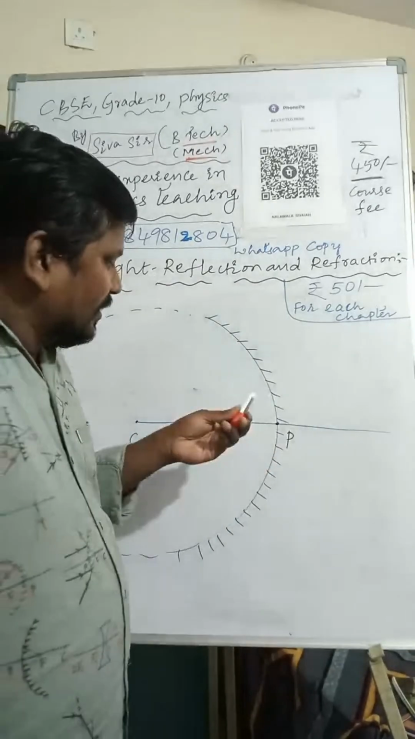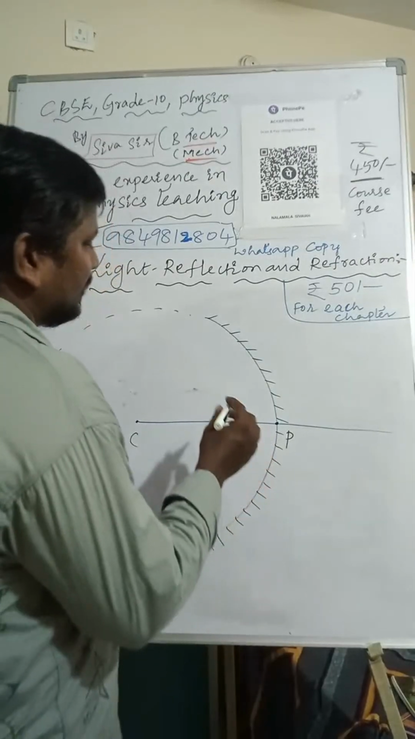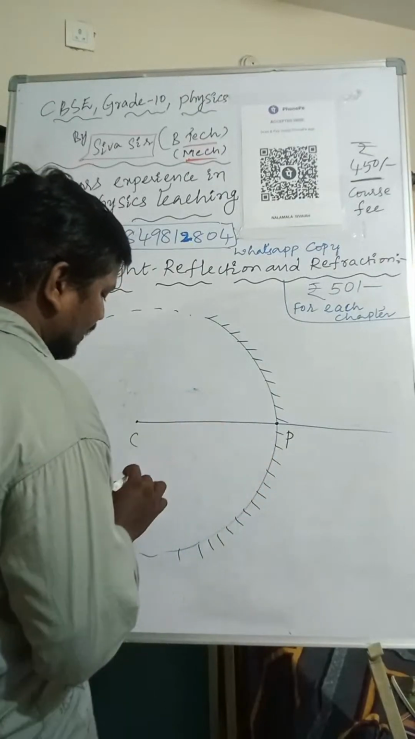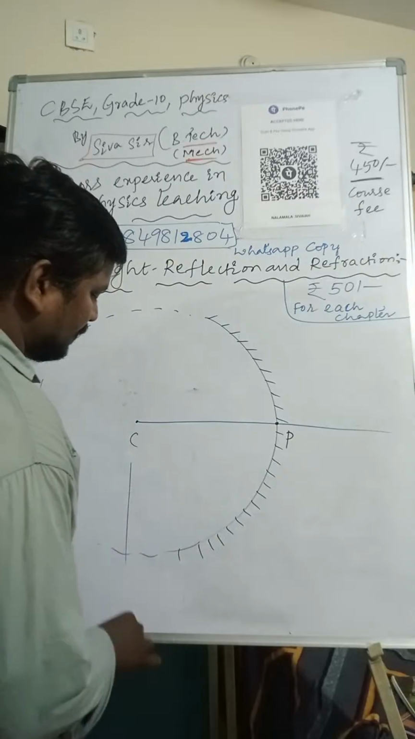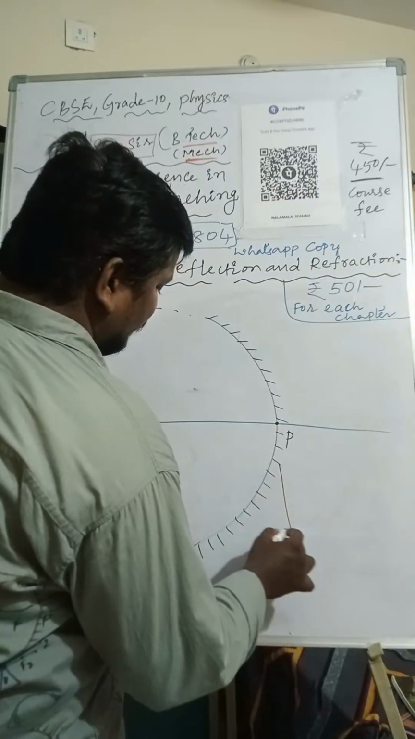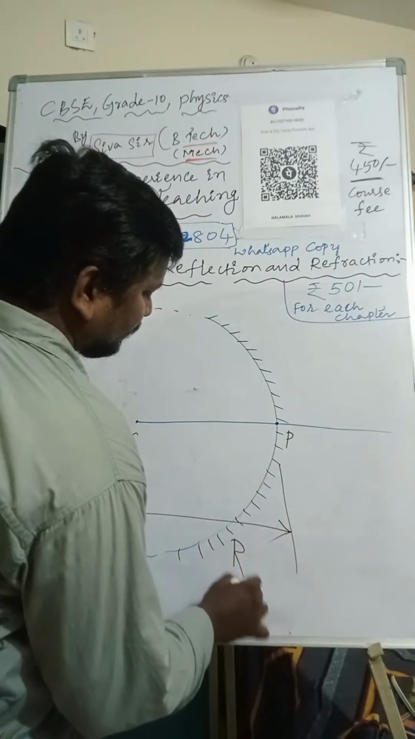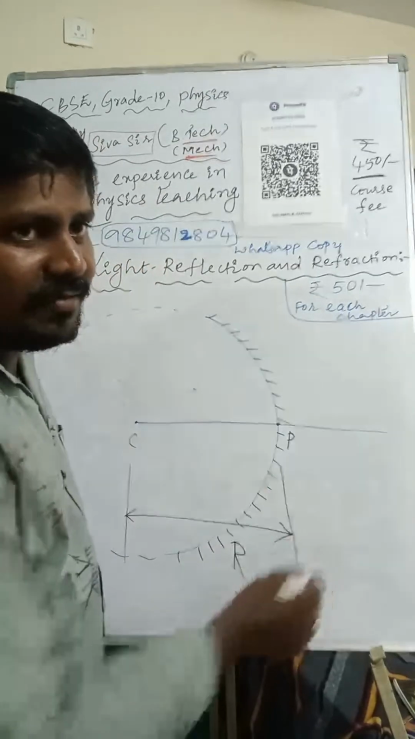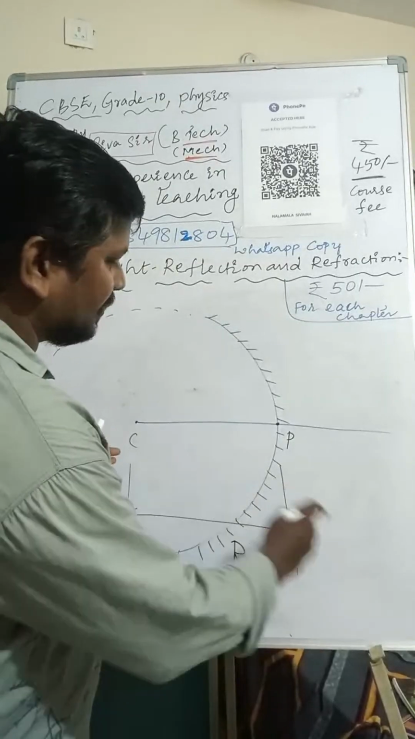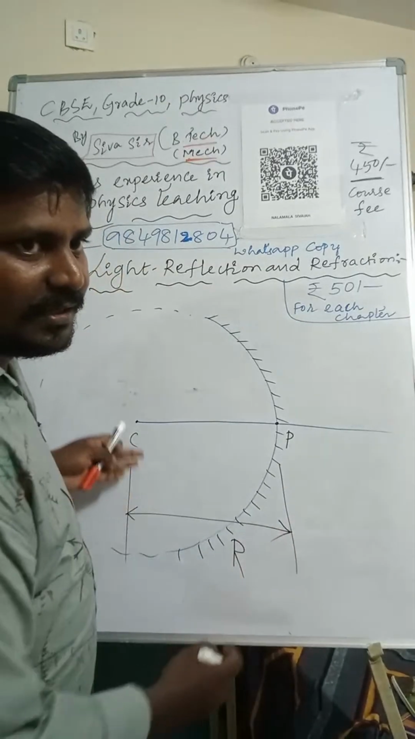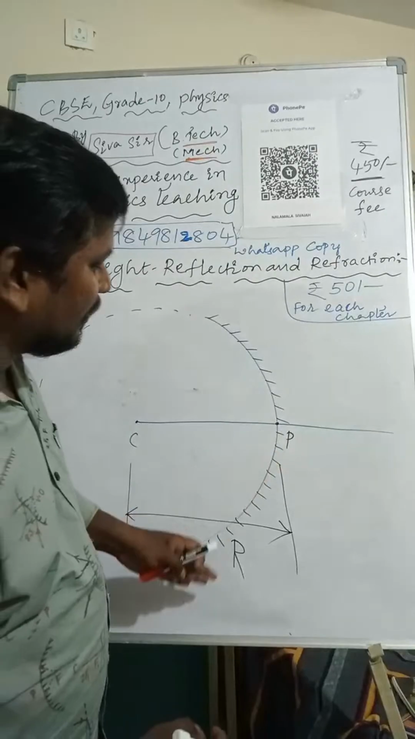Clear? Next, after reflection all light rays will meet at one point. The distance between the center of curvature and the pole is called the radius of curvature.